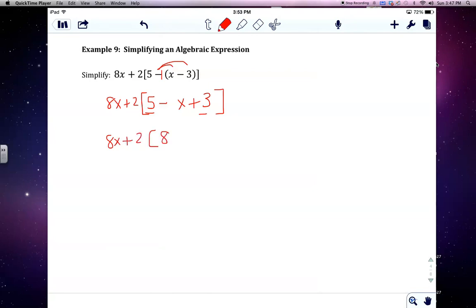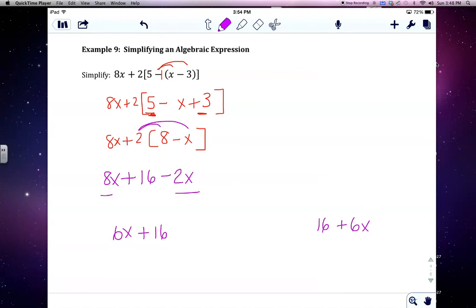Bracket, and I have 8. They came from the 5 plus 3. And then I'm going to do the minus x there. And now inside that bracket, there's nothing I can do inside there. Now I'm going to go ahead and do the distributive property again. And brackets are the same thing as parentheses. They have the same idea. So I can take 2 times this and 2 times that. I'm going to drop down the 8x, and I get plus 2 times 8, which is 16, minus 2 times the negative x, which is minus 2x or negative 2x. I have like terms. So I get 6x plus 16. And if you write 16 plus 6x, that's the same answer. Okay? So either one's fine.